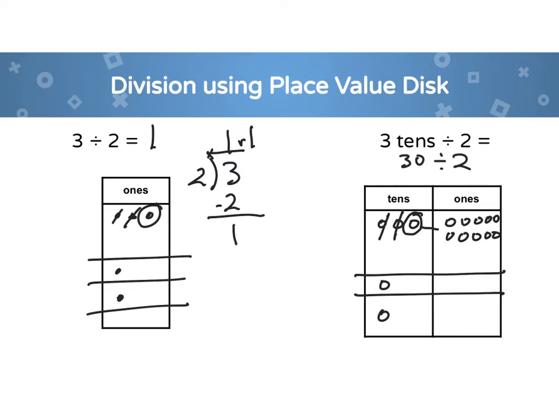Okay, my 10 that was left over, I've decomposed it. Now I have 10 ones. 10 ones is the same as 1 ten. So I'm going to divide those up into my 2 groups. And each person will get 15, whatever, gummy balls, I don't know. And so my answer, my quotient, is going to be 15. Let's do that as long division.